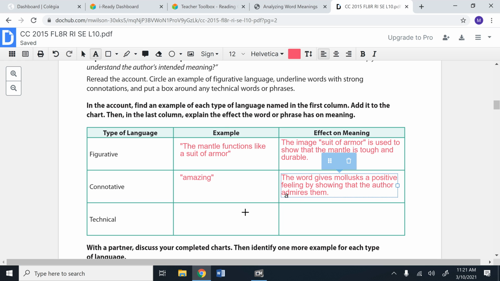And in regards to technical terms, we have the term octopod, which, as we had discussed earlier, is a plural form of octopus.